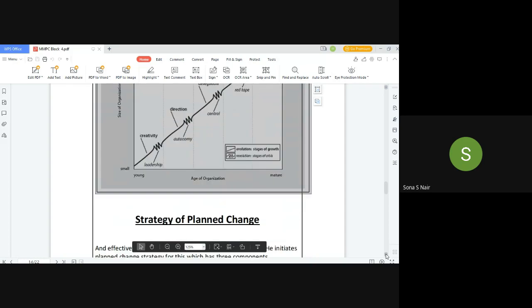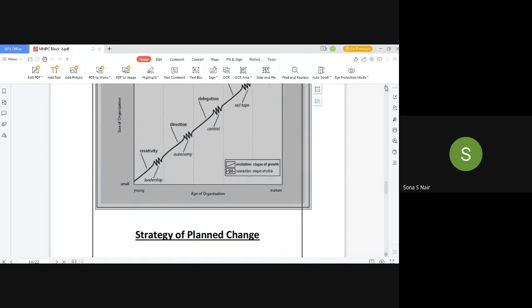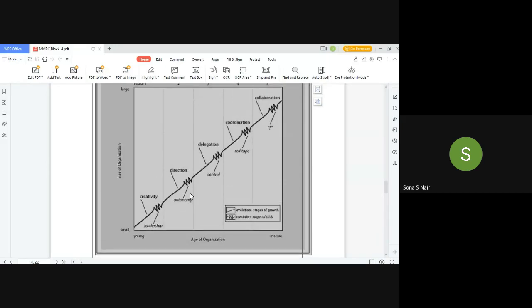This theory is very interesting. You have to go ahead and do a little bit of extra reading on this. But this shows that as the organization grows, there are various crisis situations in between because of the size of the organization. And these have to be sorted out by different strategic inputs or interventions.